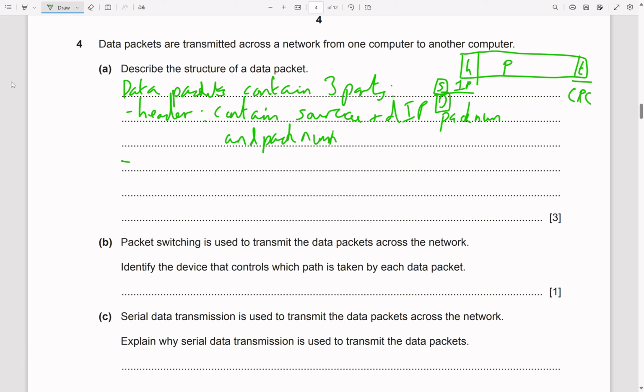Then the payload: data to be transmitted. I'm not going to write this out all the way, to keep the video a bit shorter. Then the trailer: again, we can just say error checking, e.g. cyclic redundancy check, CRC.